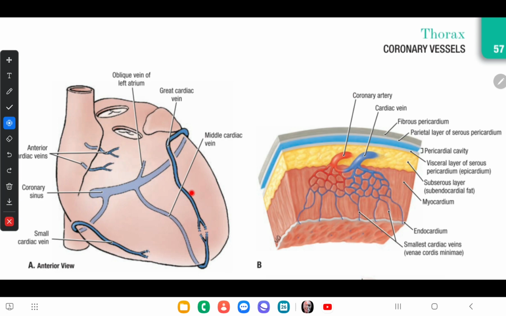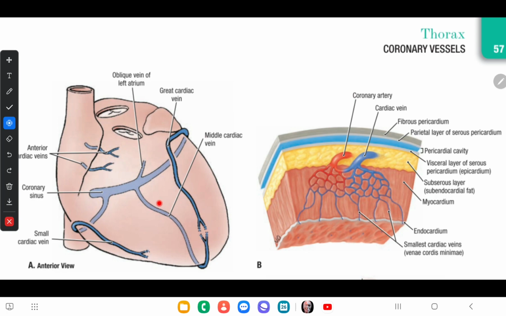It is in the posterior part of the atrioventricular groove and opens into the coronary sinus. Then the small middle cardiac vein. This is the middle cardiac vein. It is in the posterior interventricular groove, corresponding to the posterior interventricular branch of the right coronary artery.